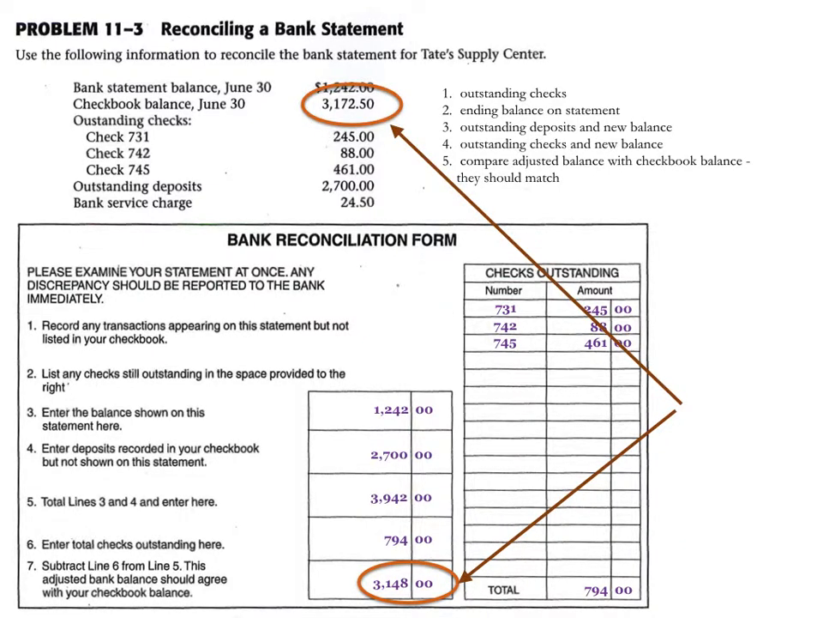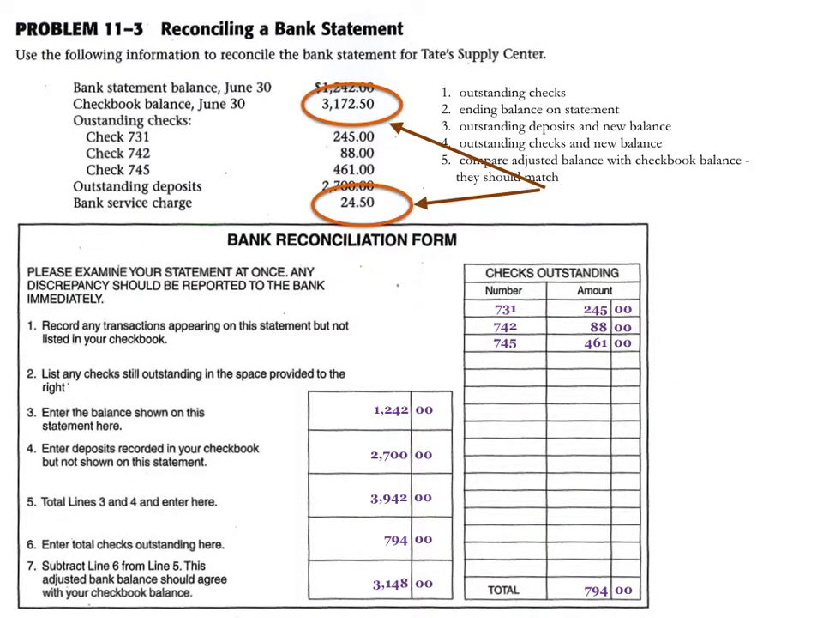Now you'll see this does not match the balance in our checkbook. What did we do wrong? We need to remember before we reconcile our bank statement that we analyze, journalize, and post the bank service charge. The difference between what we came up with in line 7 of $3,148 and the checkbook balance of $3,172.50 is the bank service charge of $24.50. So we have been reconciled and things should be good.